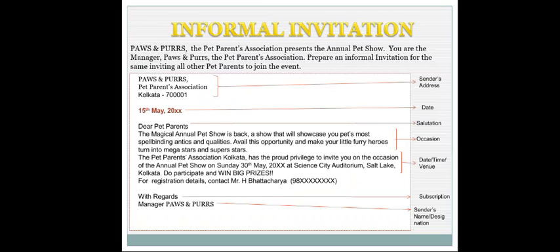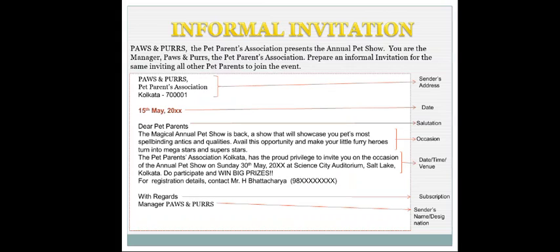See, first is the sender's address, Paws and Purse, Pet Parent Association, Kolkata 70001. This is the sender's address. Okay, next comes the date. The same format is being followed here as well. See, no subject is being included because it's a personal letter. No inclusion of a subject needs to be followed in here. No subject needs to be included in this letter.